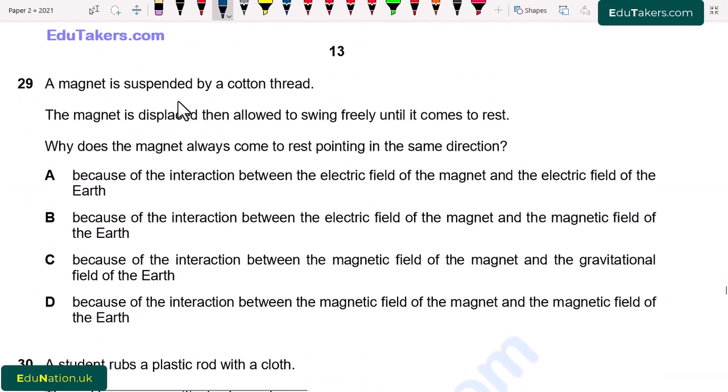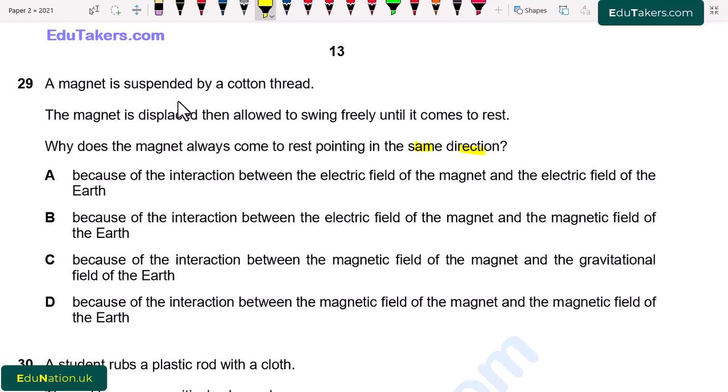Question number 29. A magnet is suspended by a cotton thread. The magnet is displaced then allowed to swing freely until it comes to rest. Why does the magnet always come to rest pointing in the same direction? Option A. Because of the interaction between the electric field of the magnet and the electric field of the earth.